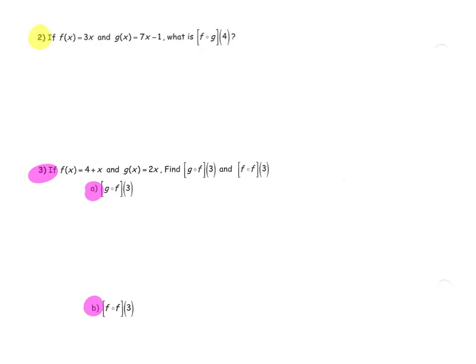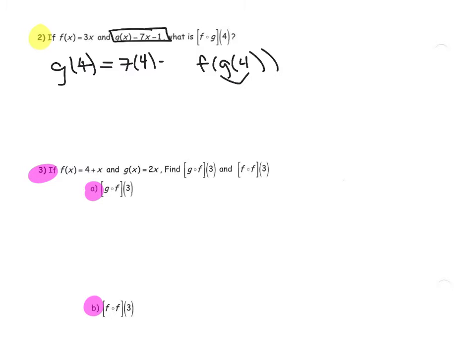All right, so we're going to do 2 and 4 together on this page, and you're going to do all of 3 on your own. So for question 2, again, we have the composition of f of g of 4. So we're going to plug in for, well, what is g of 4? And we have, using this function, 7 times 4 minus 1, which is 27.